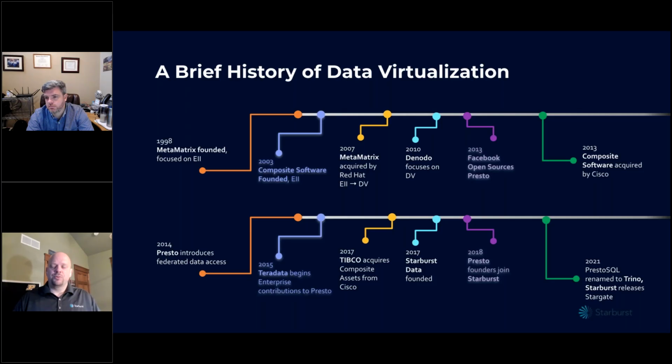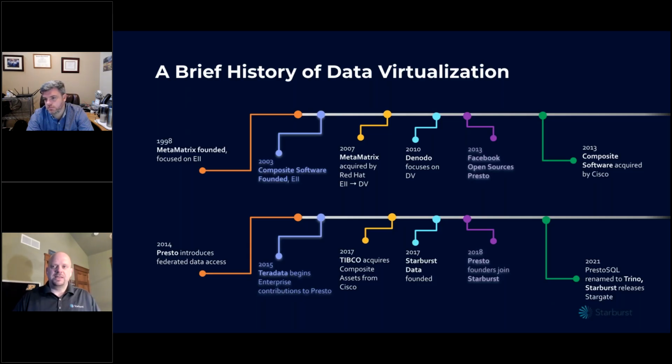In 2013, we're going to talk a little bit here about Starburst as well, and where Starburst originated. In 2013, Facebook open sourced Presto. For those of you unaware, Presto was originally built as a platform to accelerate analytics for the data lake, in particular HDFS, the Hadoop Distributed File System. And then later on, as we talk through here, Presto started turning into a federated data platform that also provides what we'd like to call more modern data virtualization. In 2013, Composite Software was acquired by Cisco and integrated into the Cisco stack.